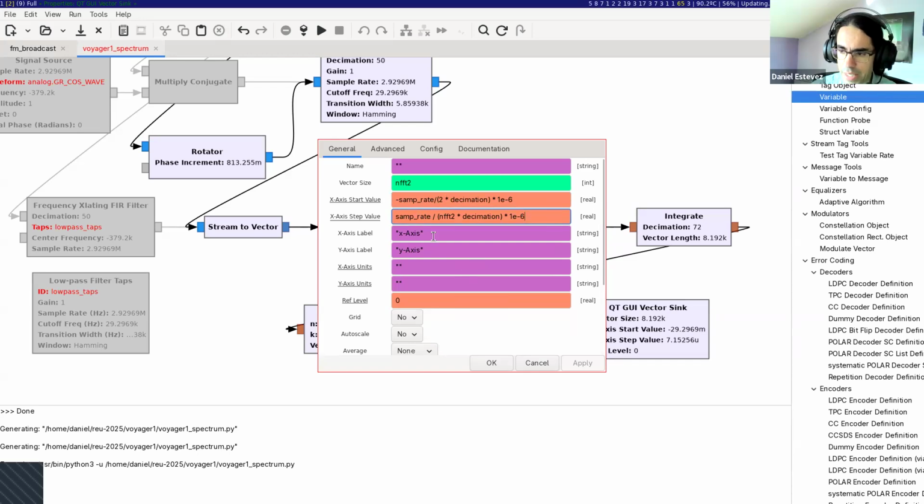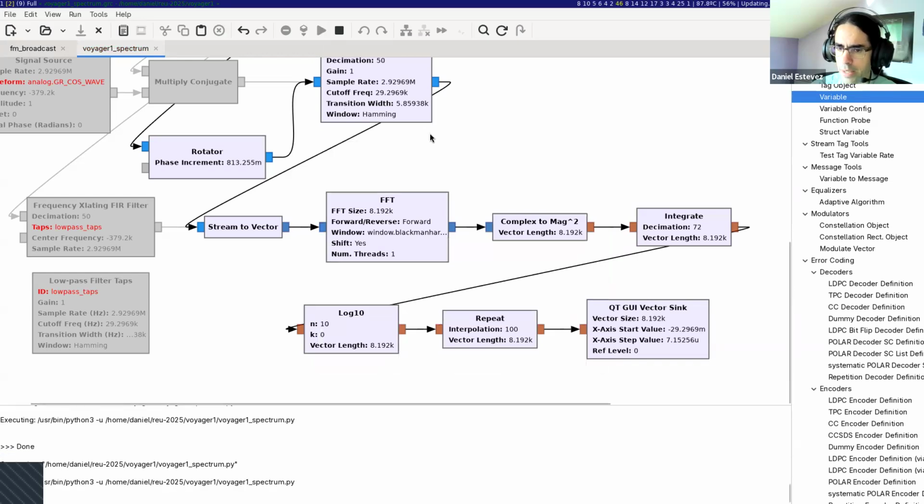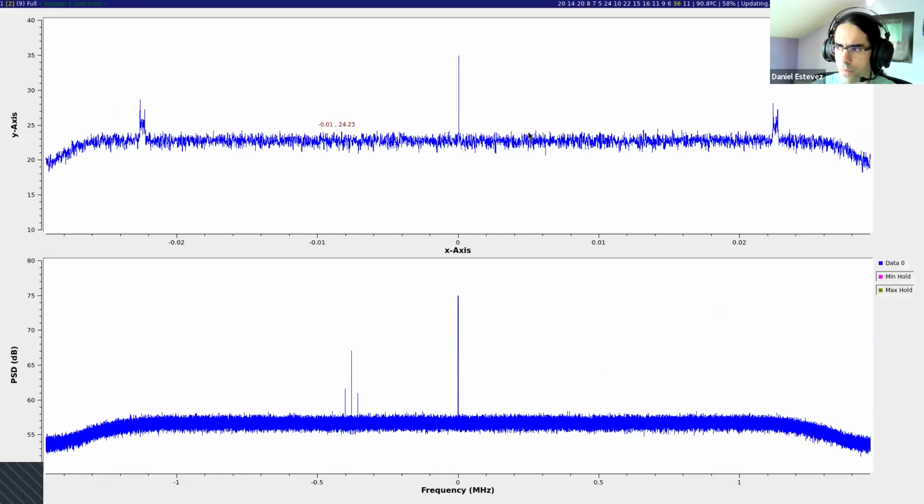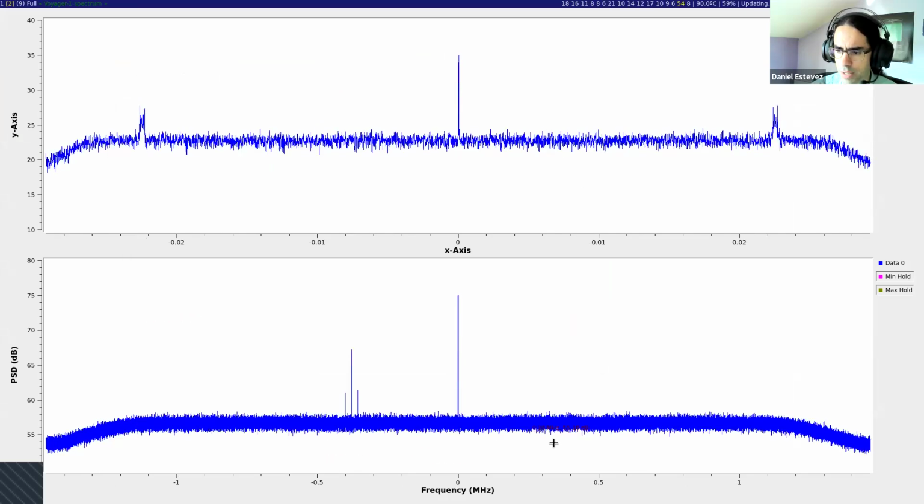And then what is the step value? That is how many hertz, or megahertz really, we have per FFT bin. So that's the sample rate divided by the FFT size. I have this decimation because it is meant to be the new sample rate, so sample rate divided by decimation. And then this is to convert from hertz to megahertz. And in this way, I can get my plot. And I have also something similar for the other one.